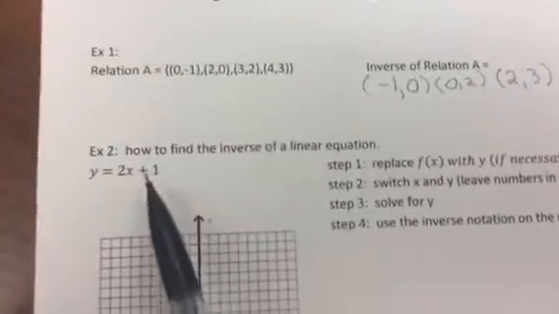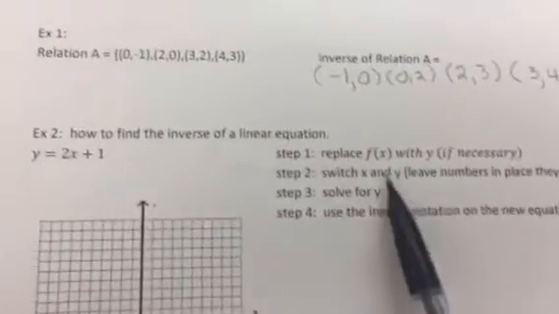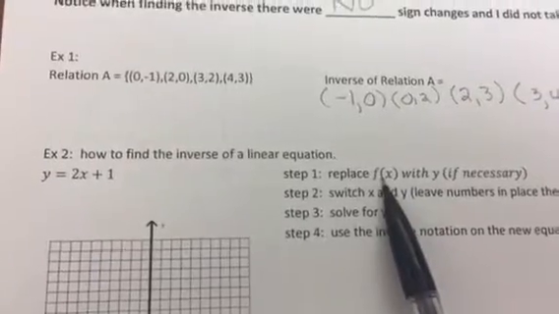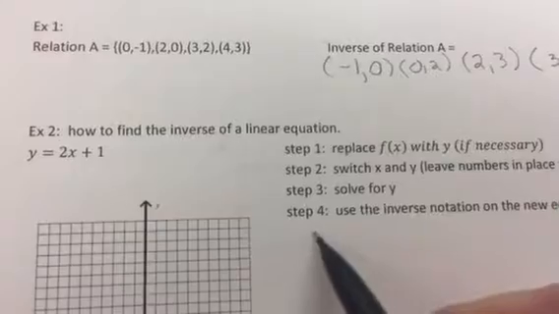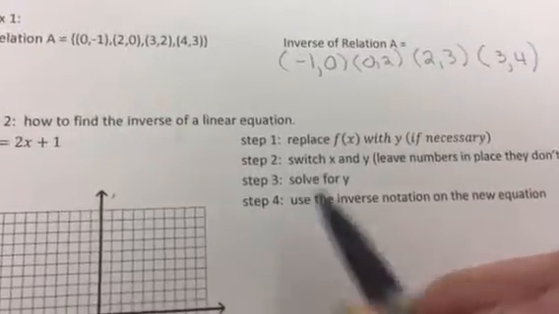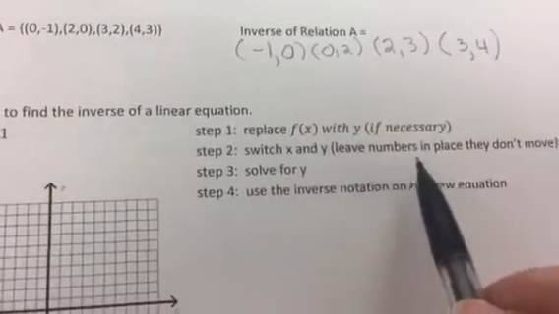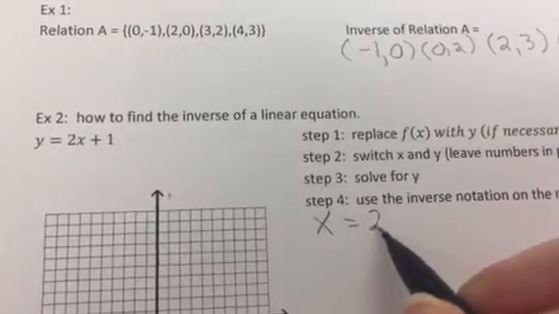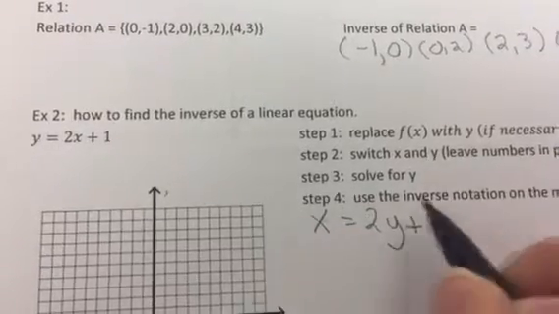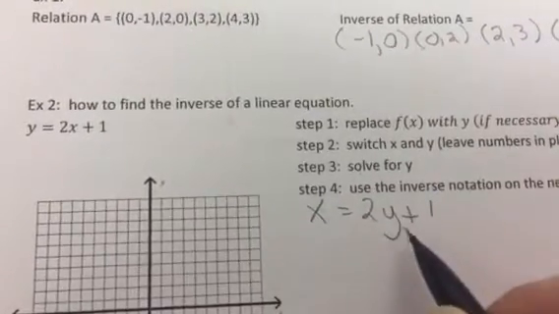Now, what if we have to take the inverse of an equation? I have the steps typed out. Replace f of x with y. Well, we don't have an f of x, so that's okay. We'll skip step 1. The second step, switch x and y, leave the numbers in place, they don't move. Okay, I can do that. x equals 2y plus 1. Third step, solve for y.